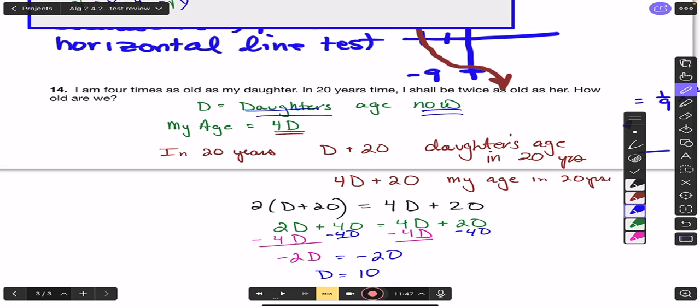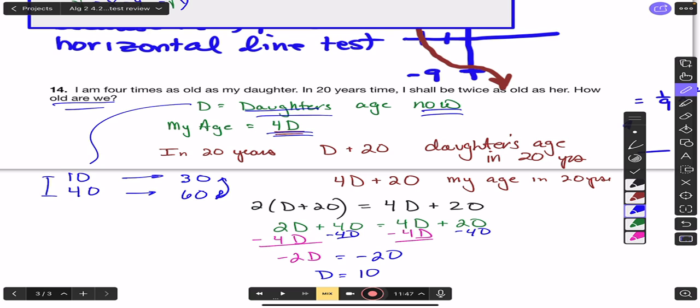So right now, the daughter must be 10 years old, and I'm 4 times the daughter, so I must be 40 years old. Let's check in 20 years. In 20 years, my daughter will be 30 years old, and I'll be 60, which is twice my daughter's age in 20 years. So currently, I'm 4 times my daughter's age. In 20 years, I'm twice my daughter's age. And that's it. My daughter right now is 10, and I'm 40.